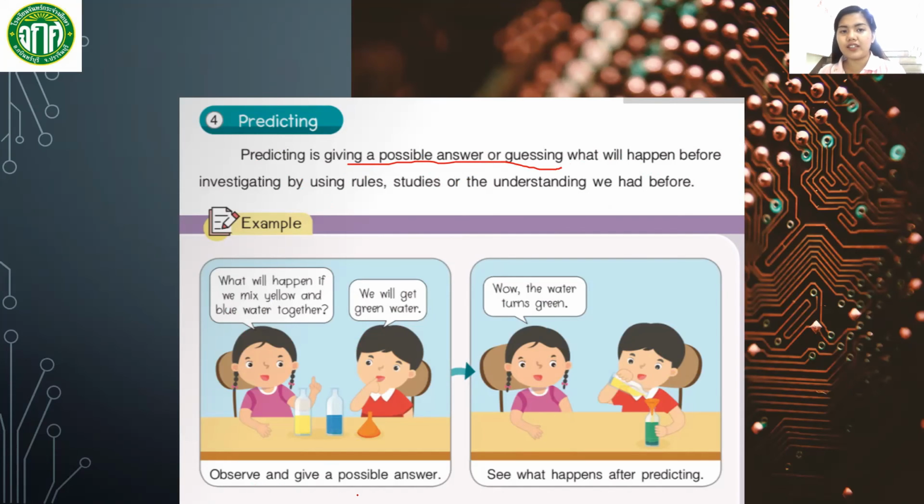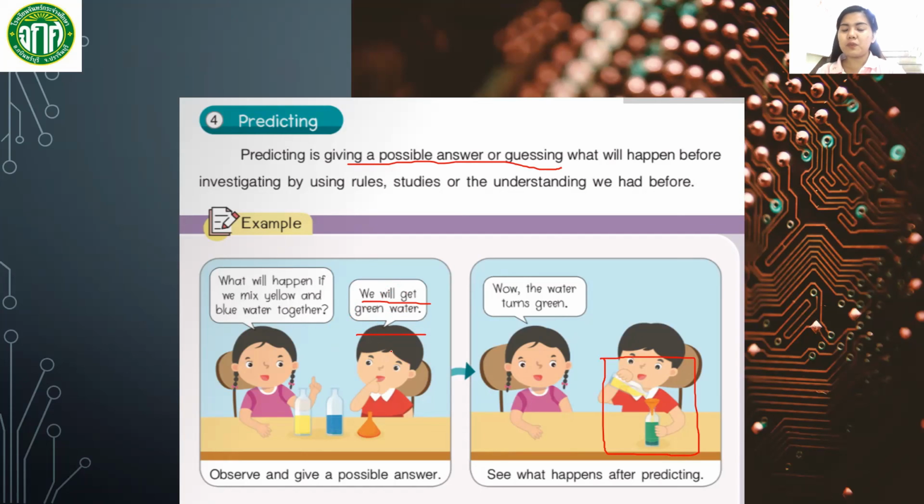Observe and give a possible answer. What will happen if we mix yellow and blue water together? The boy here predicts that we will get green water. That is the prediction of the boy. Now, wow, the water turns green. It is the same as the prediction of the boy in the first picture. So that is predicting.